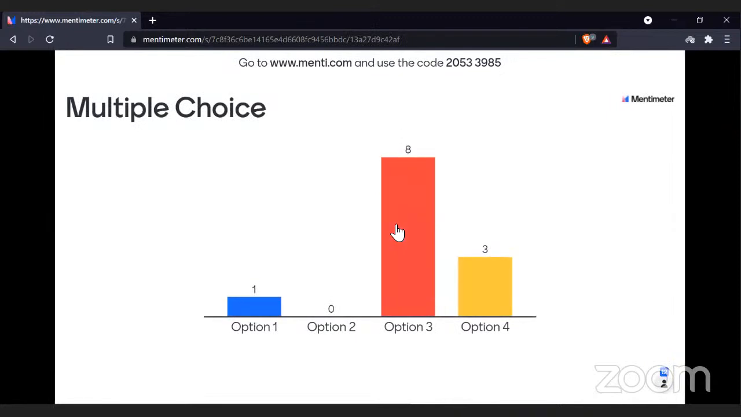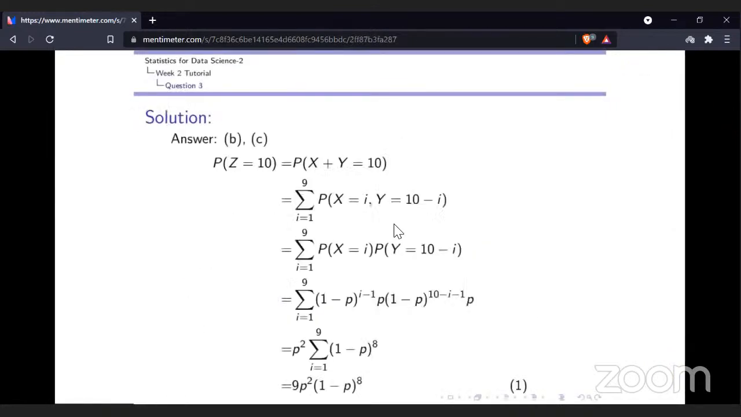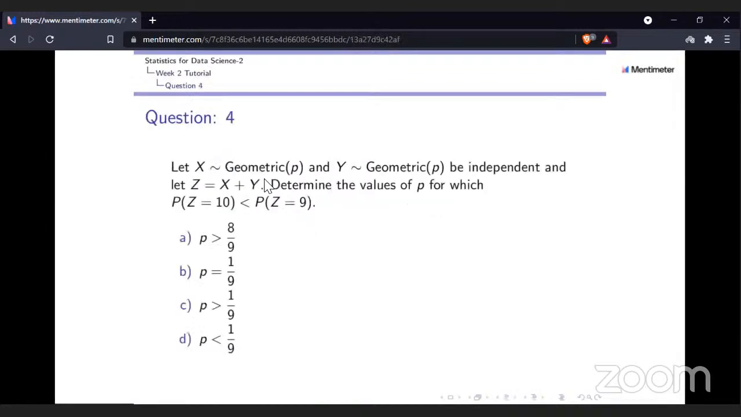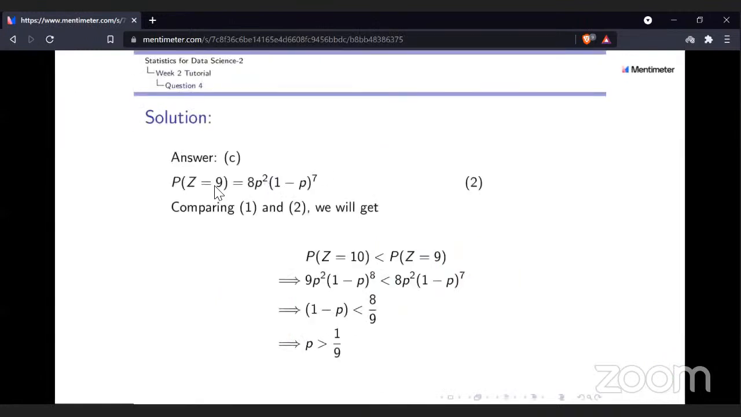From the previous part, the way we found probability Z equals 10, similarly we will find probability Z equals 9. You follow the same steps, and you will get probability Z equals 9 as 8 into P squared into (1 minus P) to the power 7. Then you have to find the value of P for this inequality, probability Z equals 10 less than probability Z equals 9. When you substitute the values and solve it, you will finally get P greater than 1 by 9.